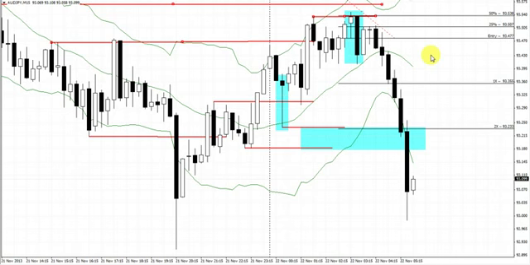Okay, and there you have it, that's a 15-minute trade on the Aussie Yen based on a bearish engulfing signal at a bounce point.